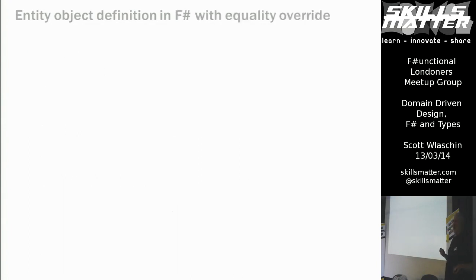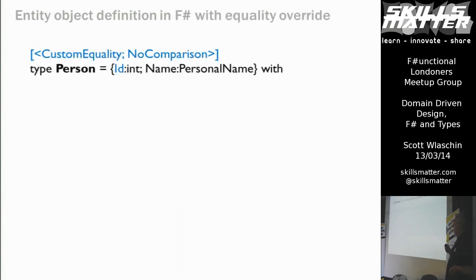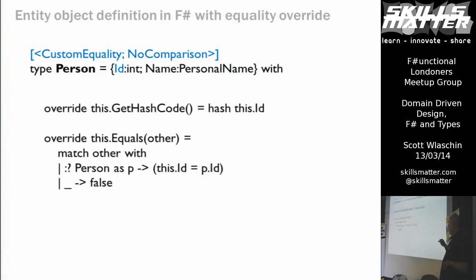Okay, let's look at the F# equivalent. So in F#, you tag it with custom equality if you want to override equality. I'm not sure if that's really required, but I like to do it because it tells me that I'm doing it. Then you have to override the get hash code. And you have to override equality.